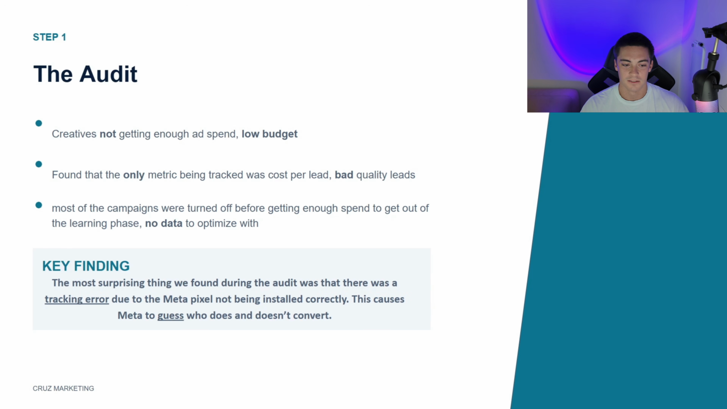I think our key finding though was that during the audit, we found that there was a tracking error due to the Meta pixel not being installed correctly. This caused Meta to guess who was and wasn't converting, and also just led to bad quality optimization because there's no data to optimize with.